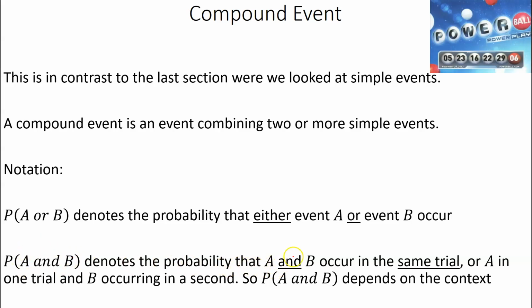It's the probability of A and B occurring in the same trial. I'm trying to remember that for the next one. It's got to be in the same trial, or A in one trial and B occurring in a second. So the probability of A and B depends on the context, which makes it a little bit hard to imagine. But actually when you start doing it, it pretty much explains itself typically when you're going through with them.